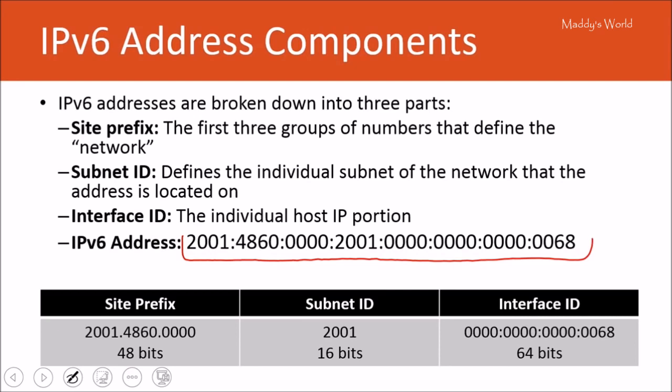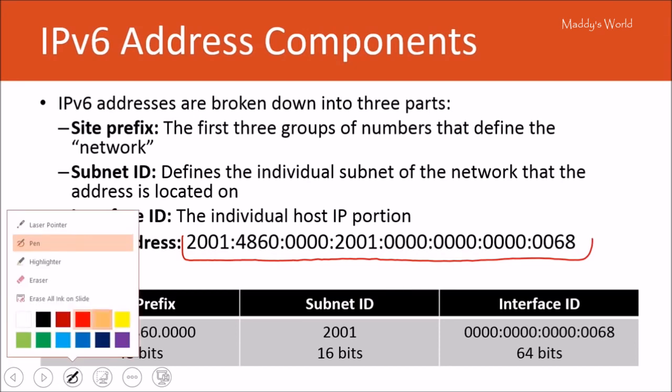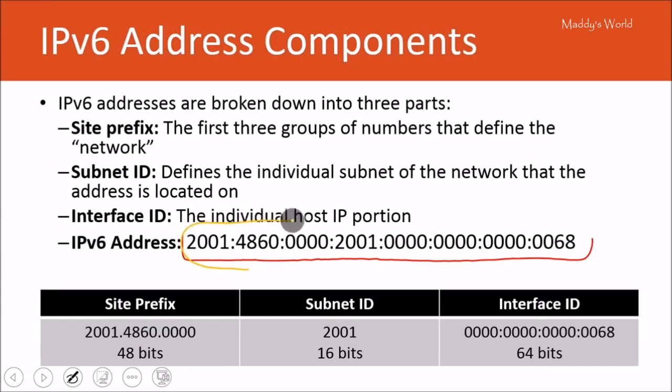There's a site prefix, so the first 3 groups, these right here, make up the site prefix. Then we have a subnet ID, which seems much simpler than our subnets with IPv4, right? Maybe not. And we have an interface ID, which is the actual host portion of the IPv4 address.